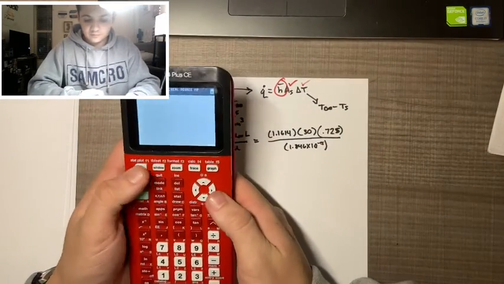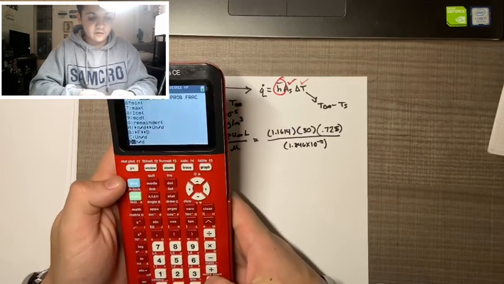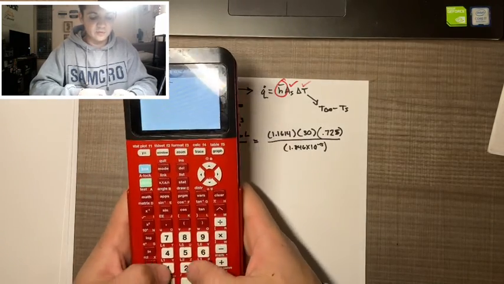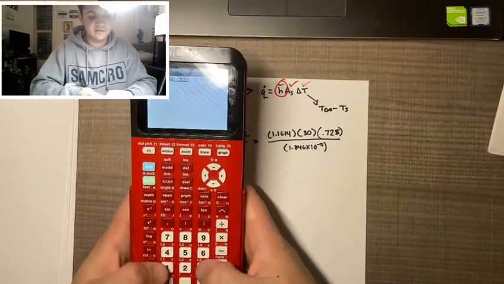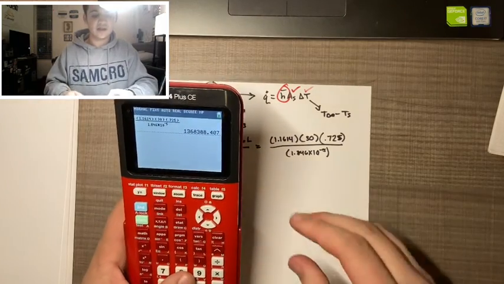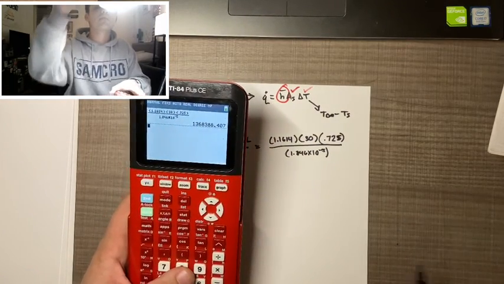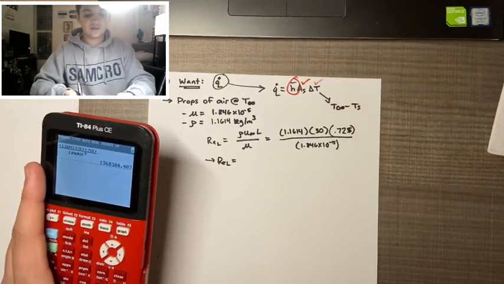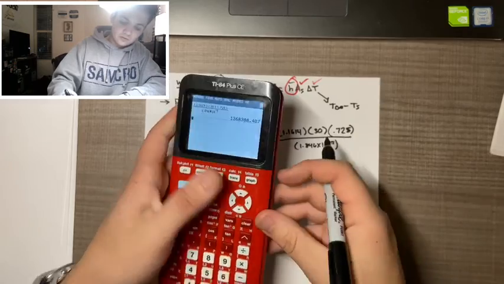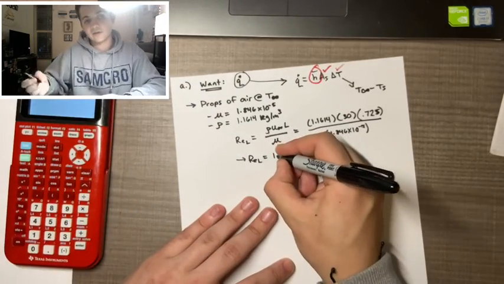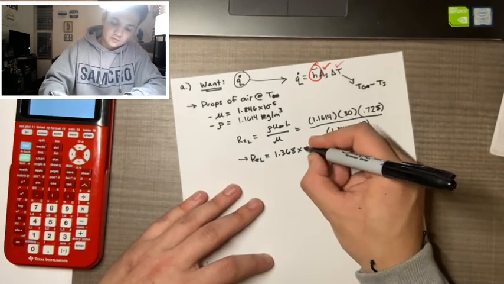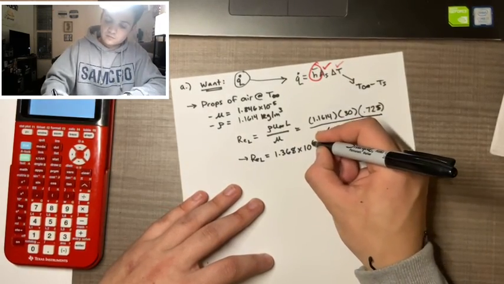Plug this all in. Okay, we have 1.1614 times 30 times 0.725 divided by 1.846 times 10 to the negative fifth. That gives us 1.368 million. And we know that for a flat plate, a Reynolds number greater than 500,000 implies that the flow is turbulent. Right?